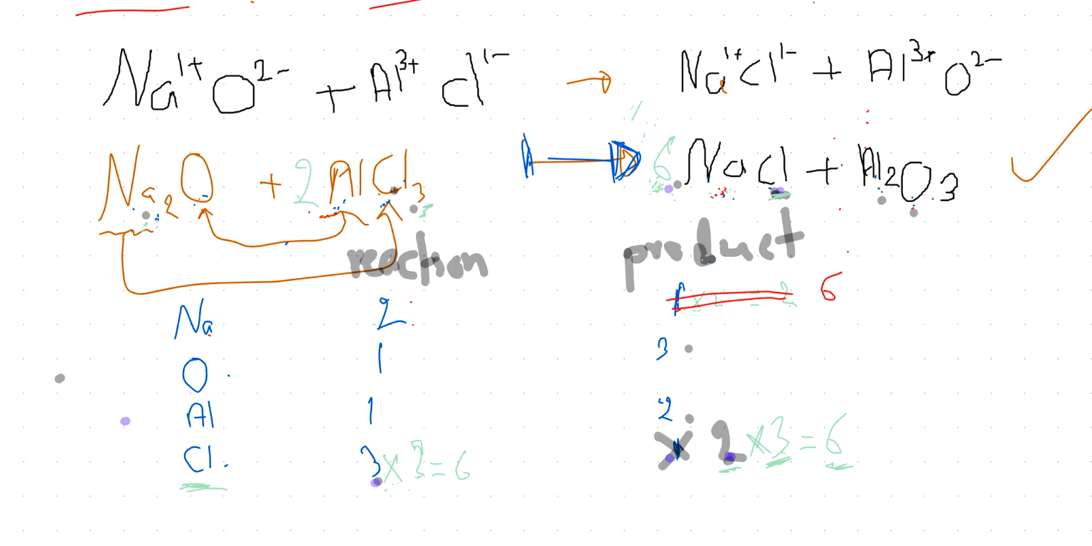So I have to take it out and write 2. Okay? And I will go to this side. How many atoms of aluminium do I have? 2. Okay, that's good. For chlorine, how many atoms of chlorine do I have? We have 6. Very good.